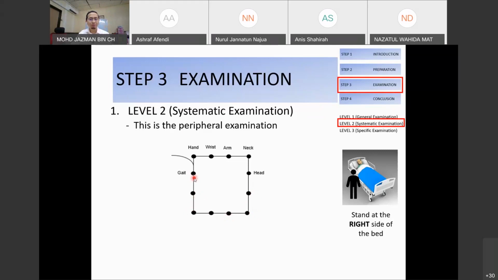And lastly, remember always to check the patient's gait. Ask the patient to stand up and walk. This is applicable in clinical practice, not in exam. So in exam, usually you don't end with gait. All right. Usually you just examine the lower limbs.